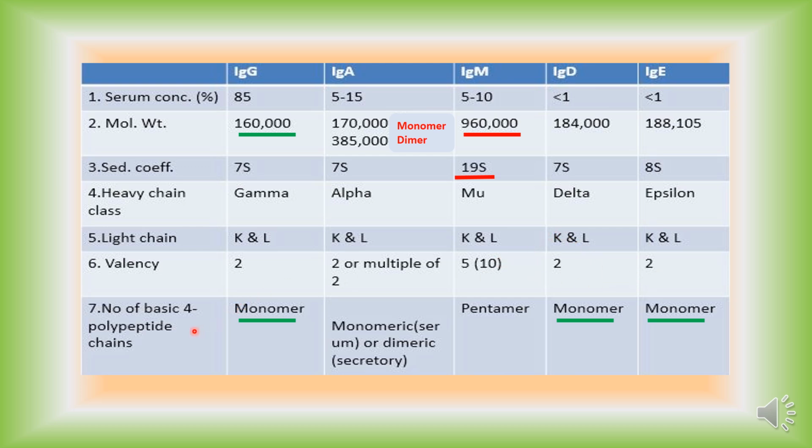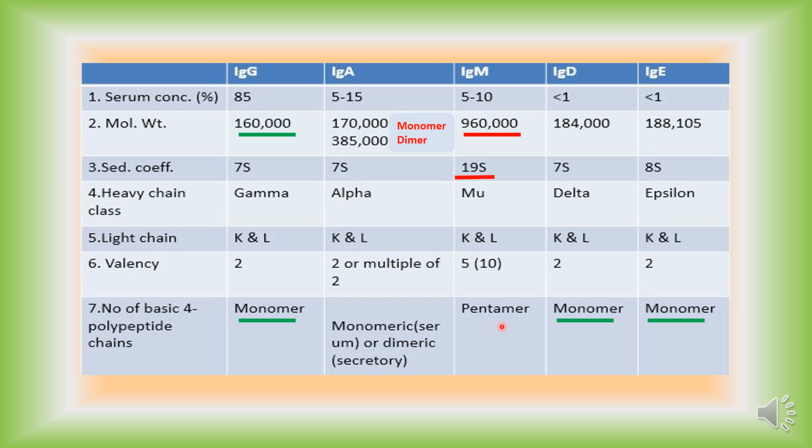Number of basic 4 polypeptide chains. So each immunoglobulin has 4 polypeptide chains, the basic unit. So immunoglobulin G is a monomer. Immunoglobulin A is a monomer in serum, and it is dimeric in secretions.